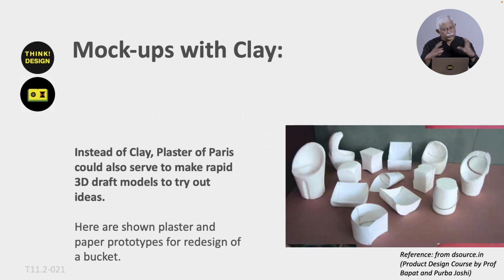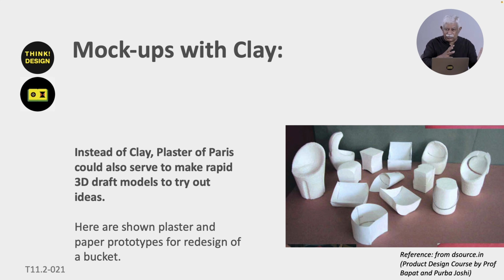Close to it is also clay. Clay, you need to carve it. You first mold the clay. You can use soft clay, and you can also use plaster of Paris to make a model out of it, because once it solidifies, you can make many details with that. Here the person is trying out shapes for a bucket.